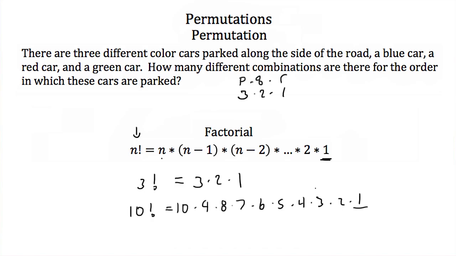There is one special case where this isn't true, and that's when we take the factorial of 0. 0 factorial is always equal to 1.